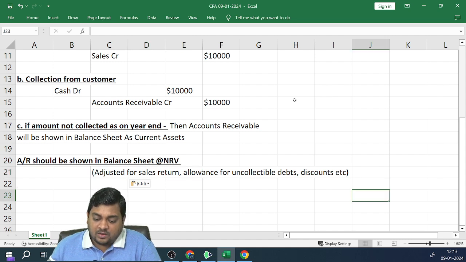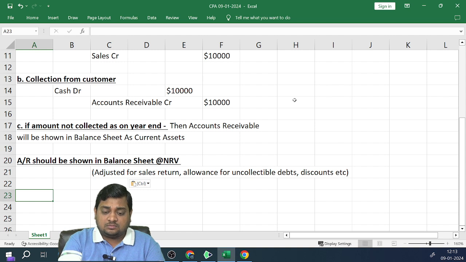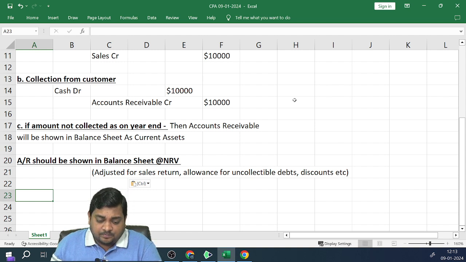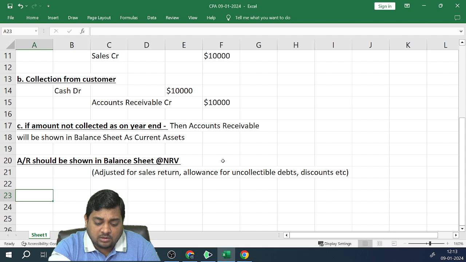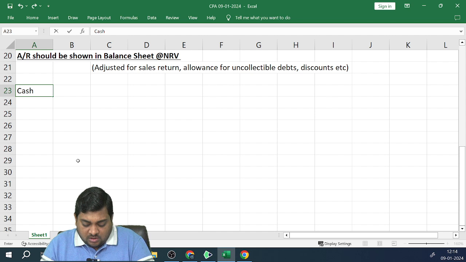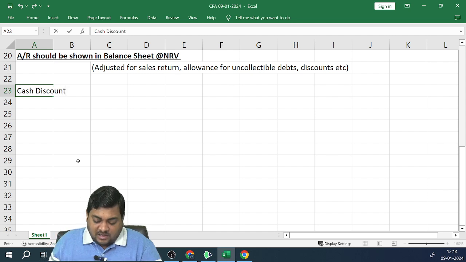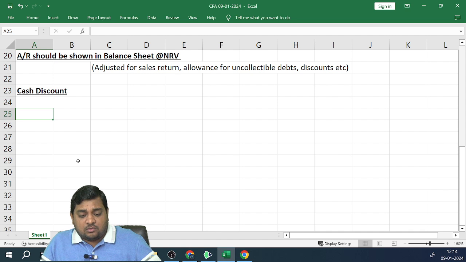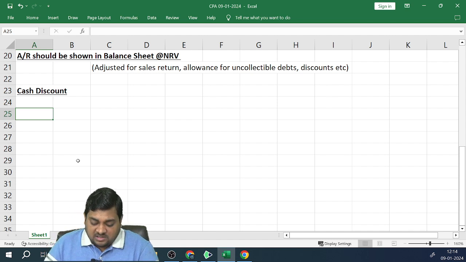Okay. So now let us talk about one adjustment at a time, right? Initially we'll be talking about discount, okay? We'll be talking about cash discount. Now, when I talk about cash discount, we need to understand the discount policy first.